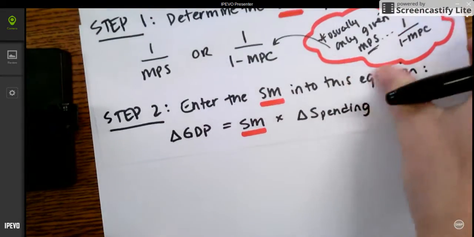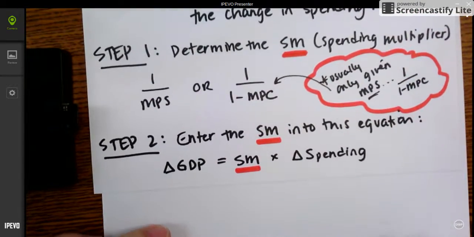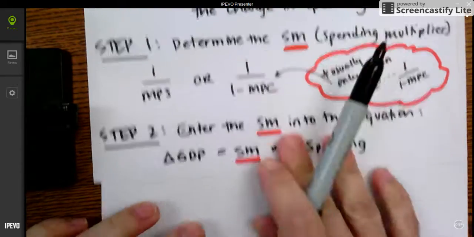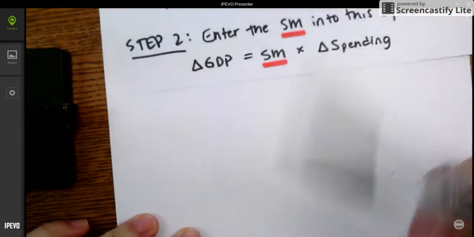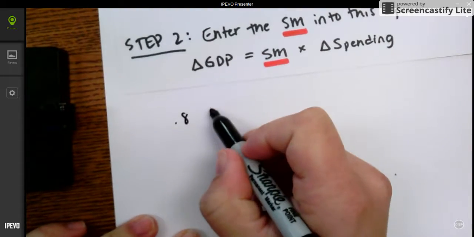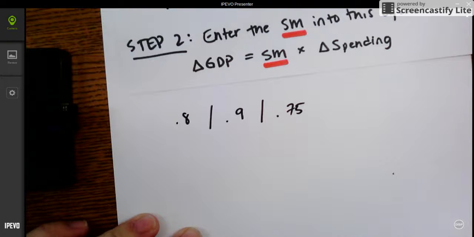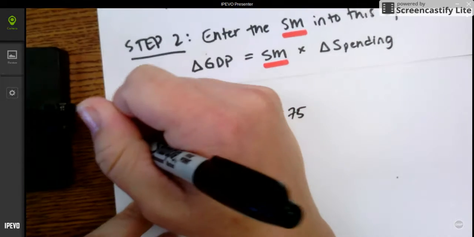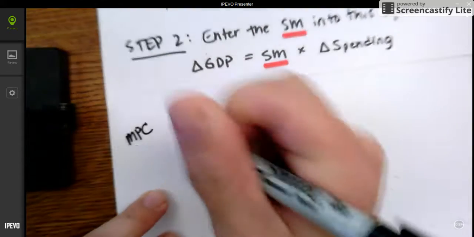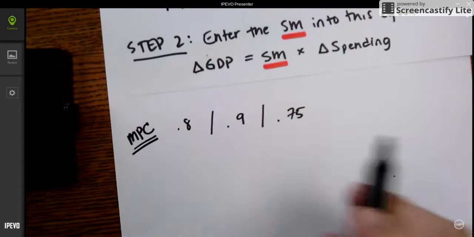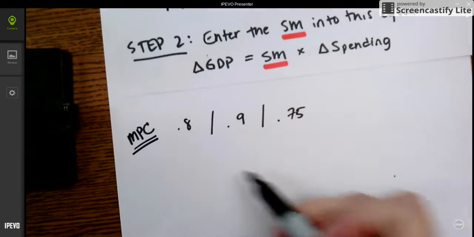So the first thing is, because you can't use a calculator on the AP exam, the most common MPSs you're going to be given are going to be things like 0.8, 0.9, maybe 0.75. So all of those kind of work very well. These are the most common marginal propensity to consumes you're going to get. Then we have to change those to multipliers.